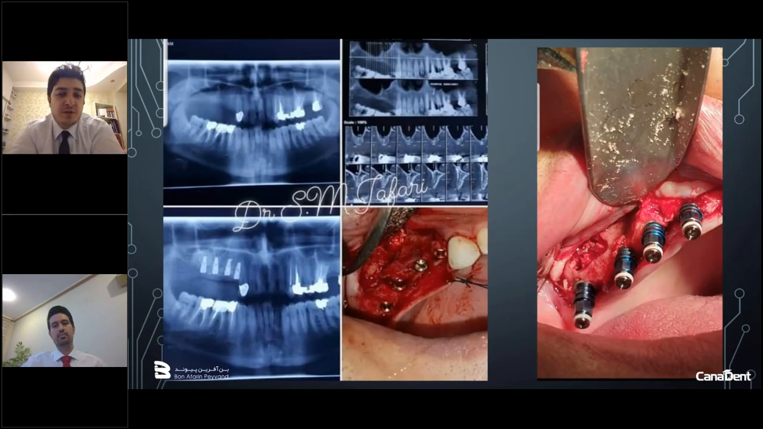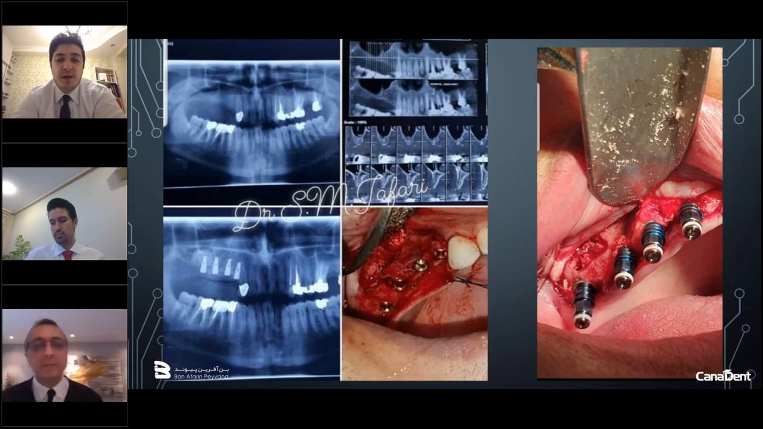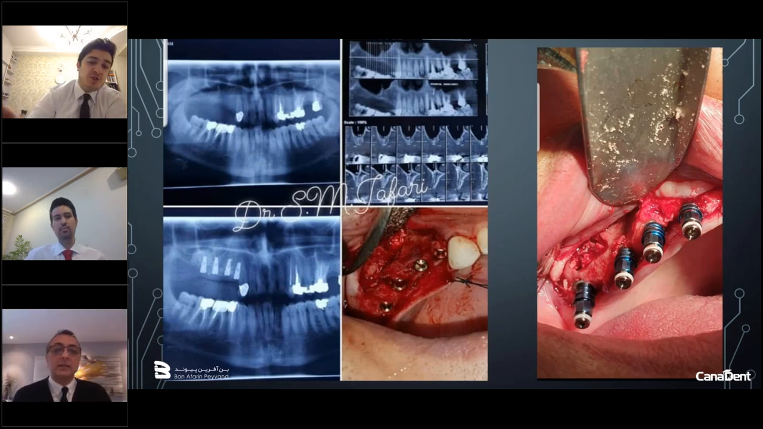As in this case, the sinus had resorbed the bone and we didn't have the minimum amount of length for implant placement. So a bony window was prepared and the Schneiderian membrane of the maxillary sinus was elevated and the posterior maxilla was augmented by xenograft bone material and four implants were placed in appropriate length, width, and position.